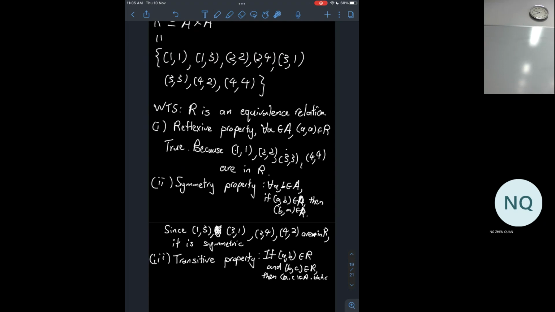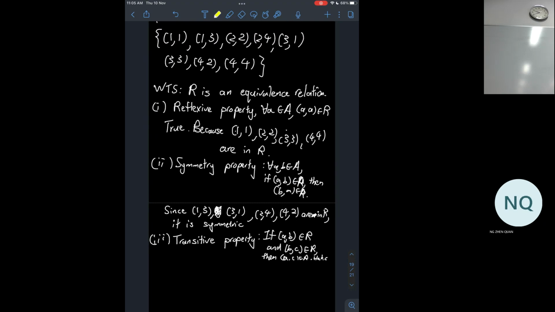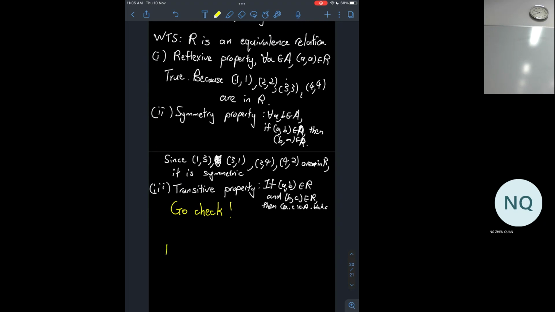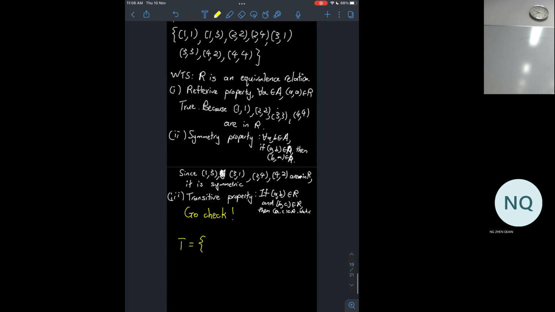I think you believe, or go and check. Don't believe, go and check. Okay, so this is the equivalence relation. So how does it form? What are the equivalence classes now? Let's see what's the equivalence class of 1. What is equivalent to 1? 1 is equivalent to 1, so 1 is in there. 1 is equivalent to 3, so 3 is in there.